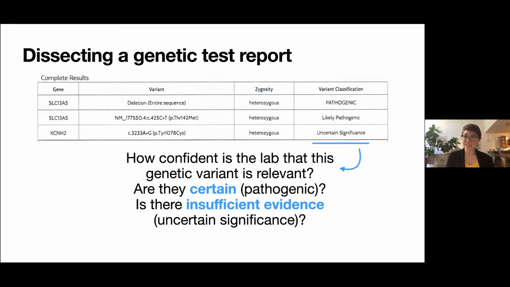And then lastly, every lab is going to offer an interpretation of those findings. And what this is really telling us is how confident is the lab that the variant they found could result in symptoms of a medical condition. Are they certain, where we would see terms like pathogenic? Or is there really insufficient evidence and we have an uncertain finding or an inconclusive finding?